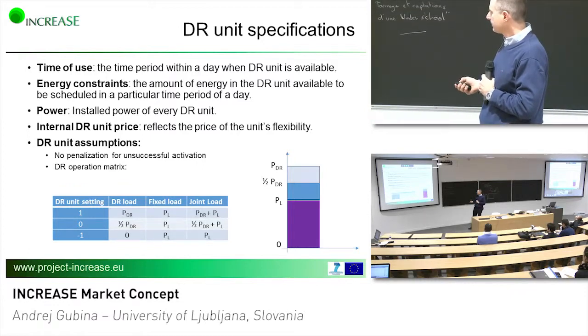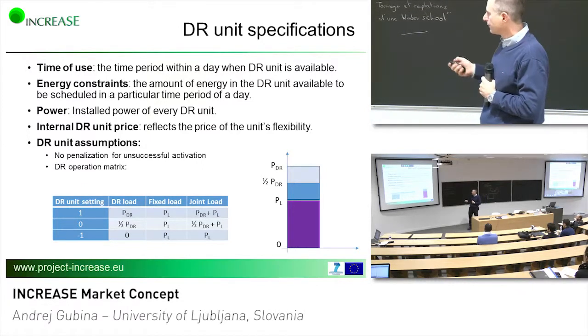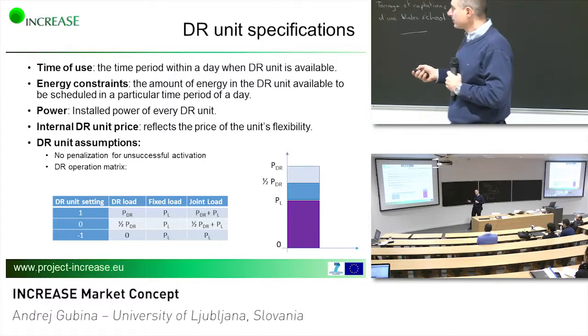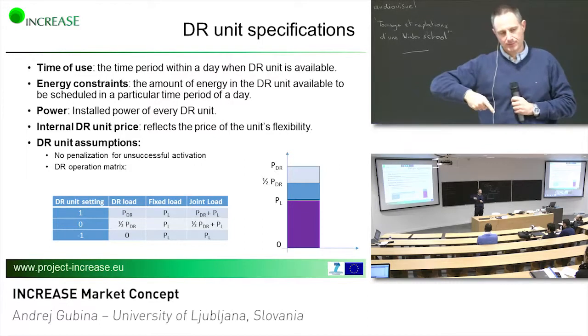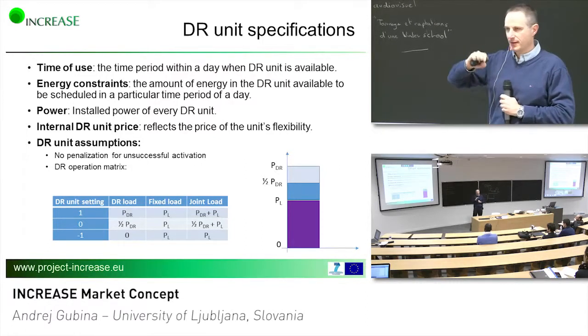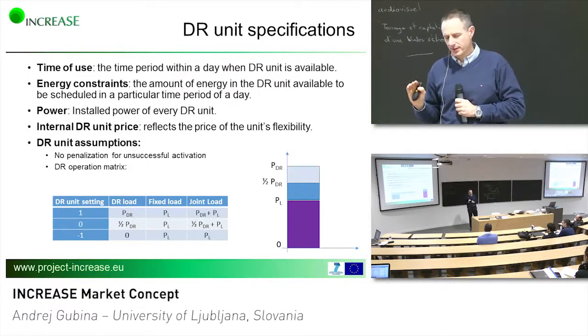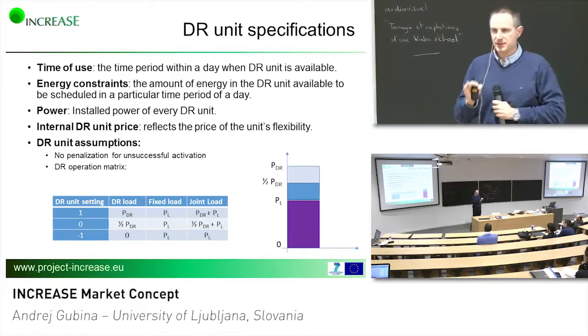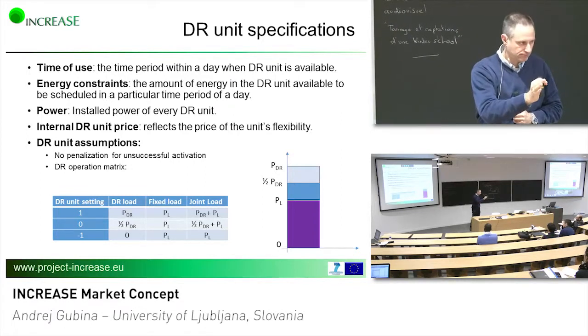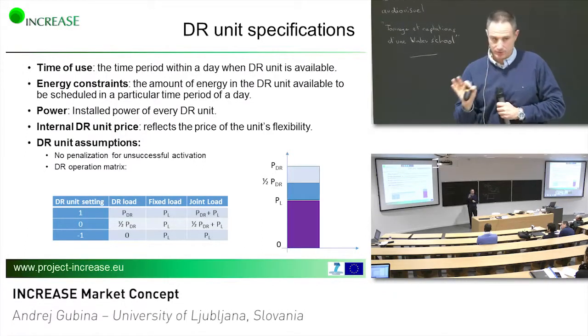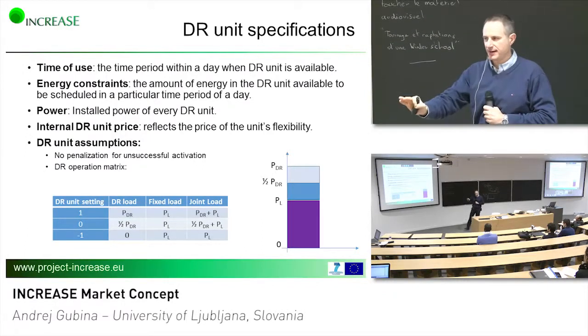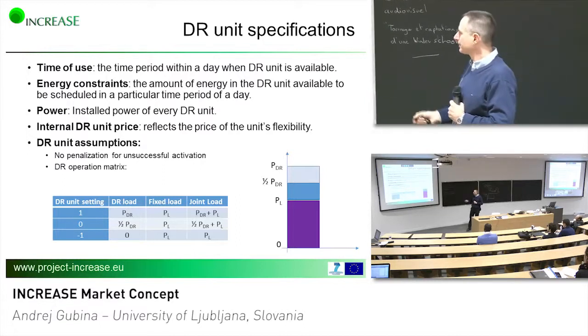So we just made three increments: zero, half, or full. There is some internal unit price that helps with optimization of the aggregator. We didn't envision an internal market. And so this is an additional dimension that we could implement. So it's not against it. We just said, okay, let's simplify. Let's make one case that works.